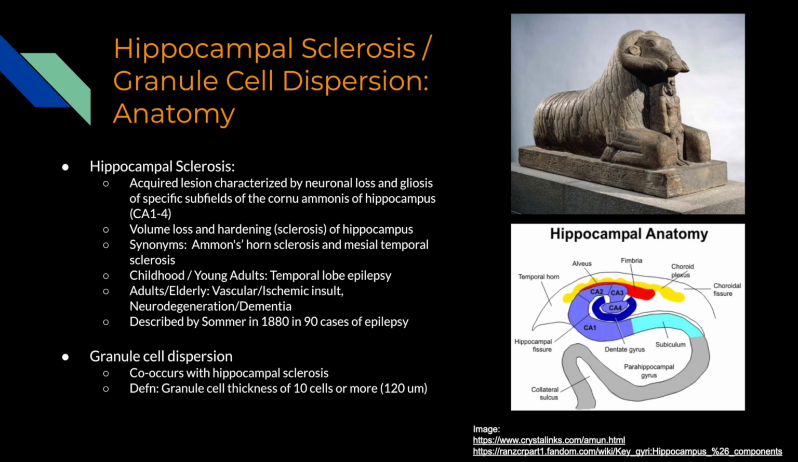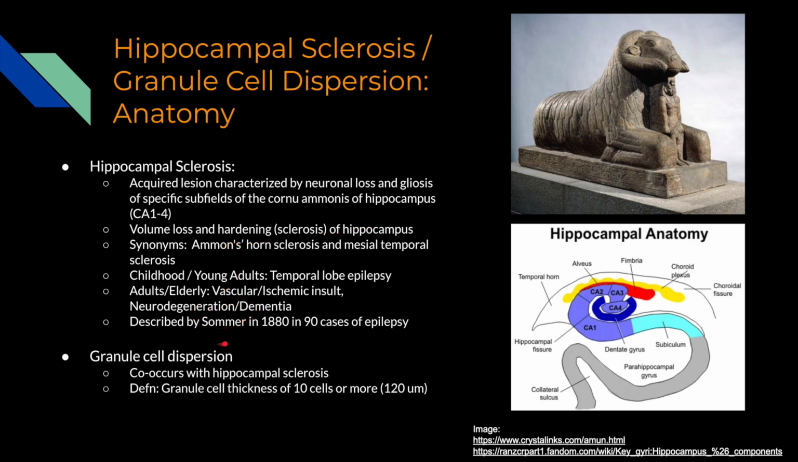So this disease in children and young adults manifests as temporal lobe epilepsy, but it's important to note that there is also a similar disease microscopically in the elderly, and this usually results from vascular or ischemic insults and certain neurodegenerative conditions that are kind of recently being recognized. So we're not going to talk about the neurodegenerative aspects of hippocampal sclerosis, and we'll focus on epilepsy.